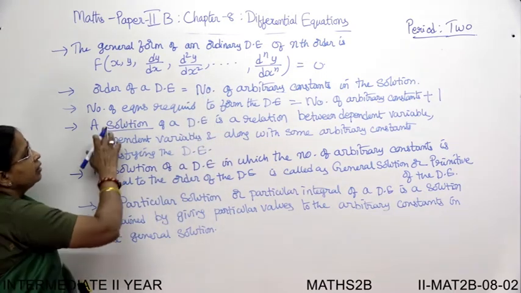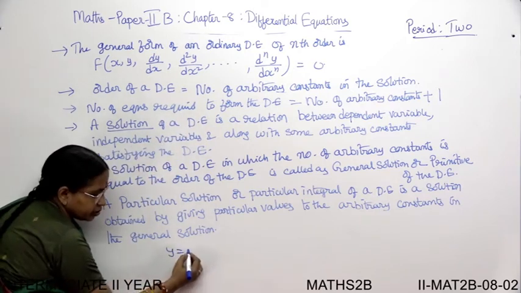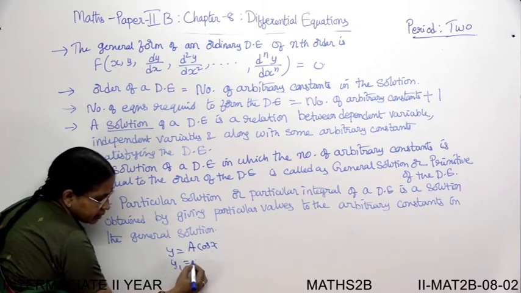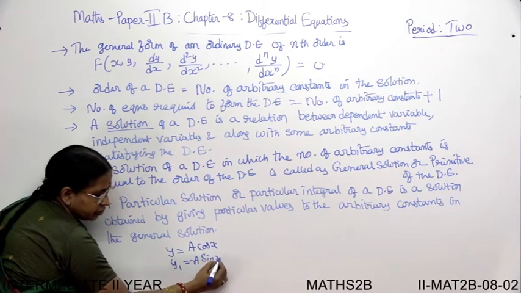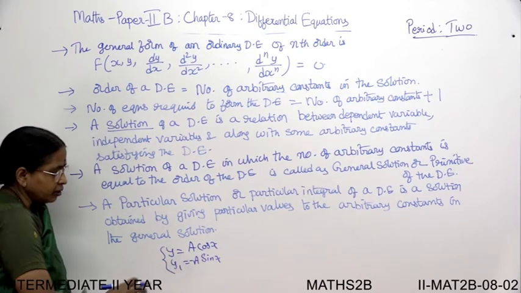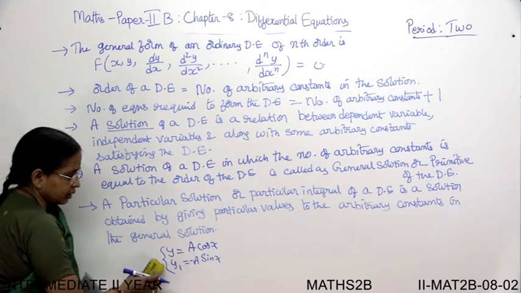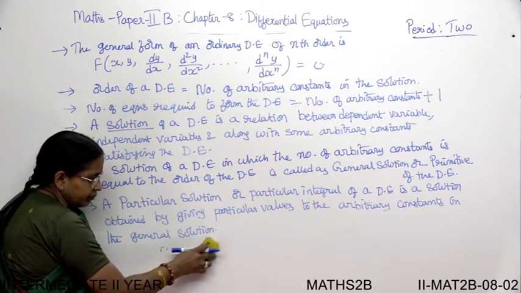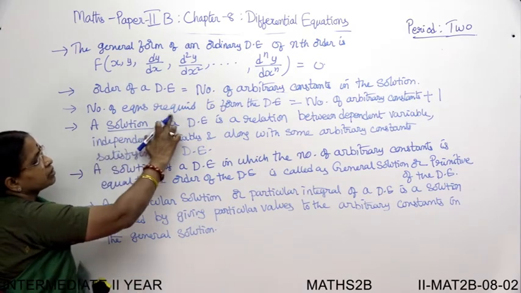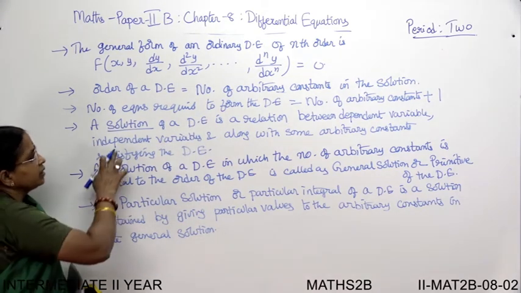Just now we discussed the number of equations required to form the differential equation. You are given y is equal to a cos x, so you are finding y1. y1 is equal to minus a sin x. So you have only one arbitrary constant and you need two equations to eliminate it. If you have two arbitrary constants, you need three equations to eliminate the arbitrary constants. So you need one equation extra. The number of equations required to form the differential equation is the number of arbitrary constants plus one extra equation.